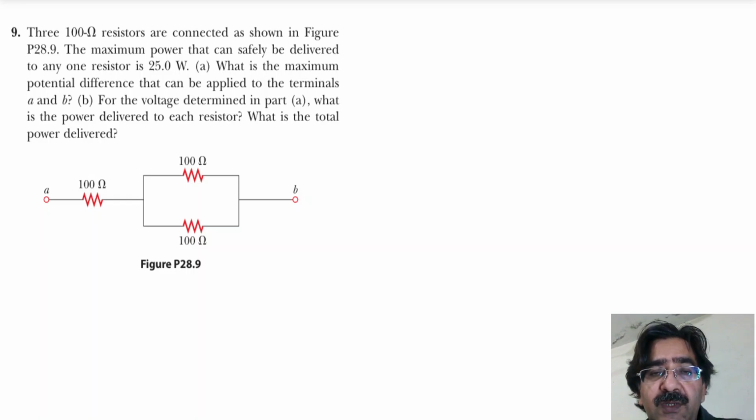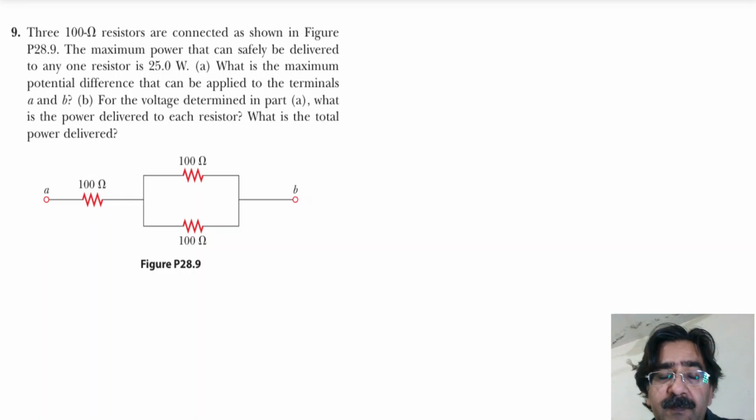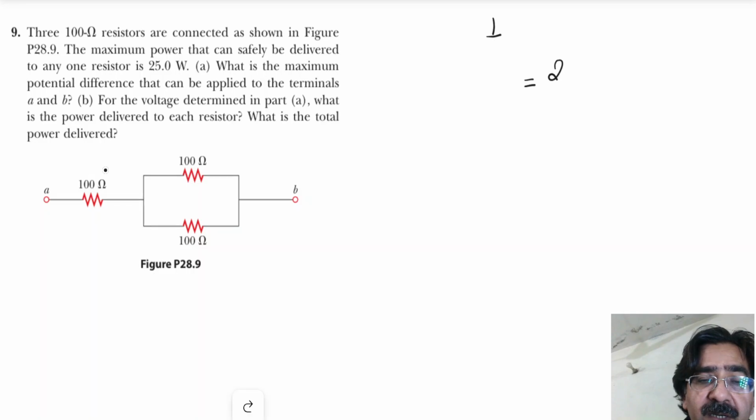For the voltage, determine part A, that is, find the voltage. What is the power delivered to each resistance? What is the total power delivered? So that is the question. Since there will be a current I.